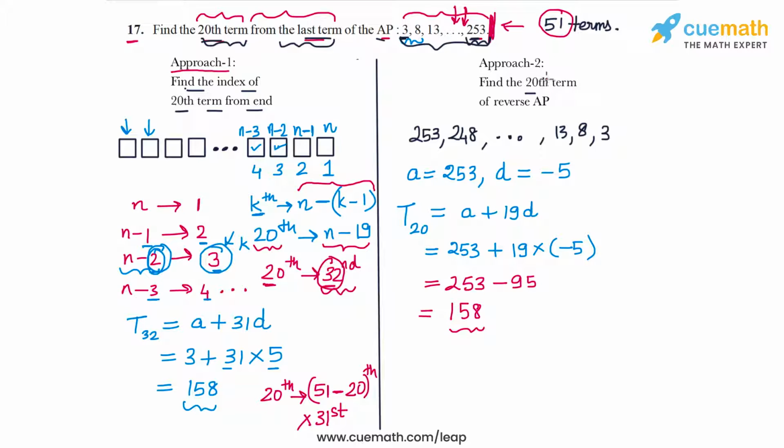So students tend to make a mistake in approach 1, which is why I prefer approach 2. But as I said in the beginning, both approaches are correct. And if we can keep this small idea in mind, that the kth term from the end is the n minus k minus 1 term from the beginning, then you will not face any issues even with using approach 1.